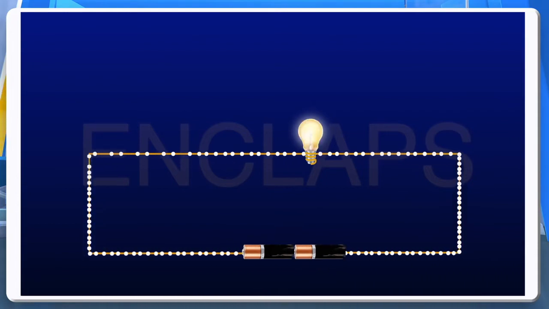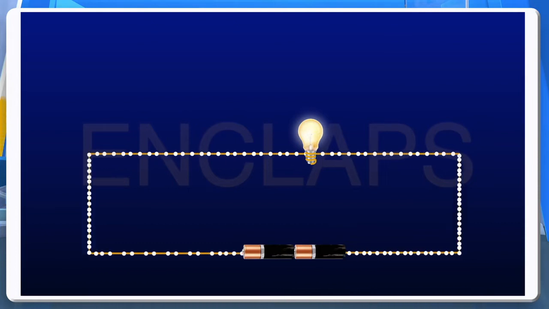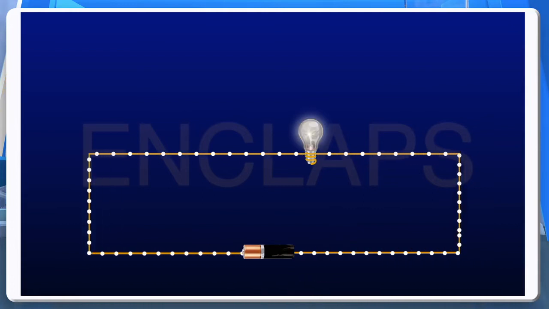When the number of cells are increased, the voltage and current increases. Because of that, the bulb glows much brighter. When the number of cells are decreased, voltage and current decreases. The intensity of light from the bulb also decreases.